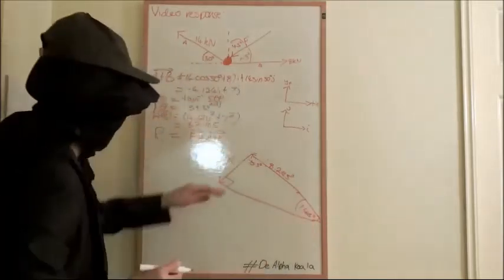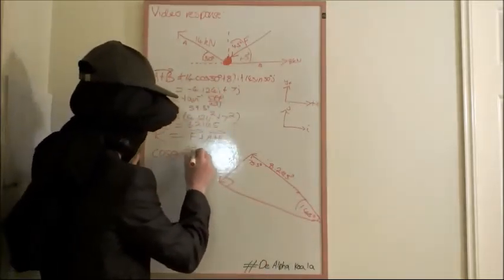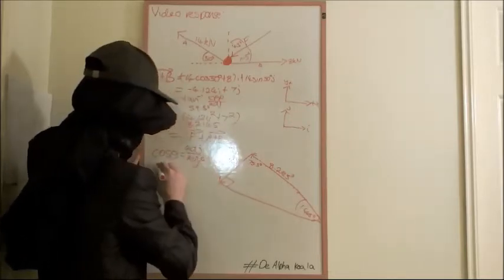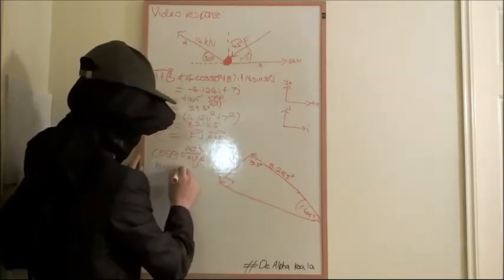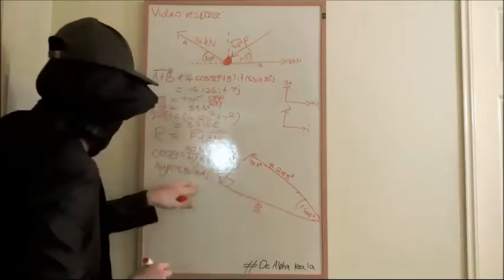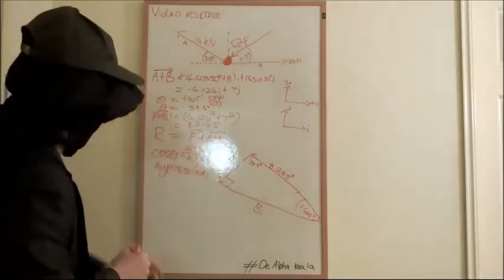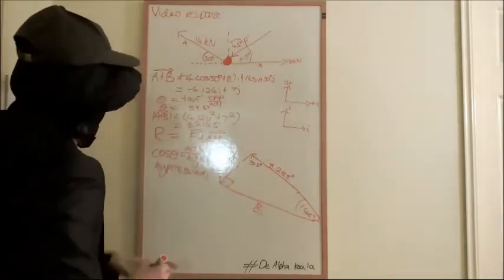And from there we can just use cos theta equals adjacent over hypotenuse. So the hypotenuse times cos theta equals the adjacent, and that's going to give us our resultant. So that's a pretty big shortcut with the graphical approach. Okay, so if we want to find F, we just use sin theta. Hopefully that all makes sense.